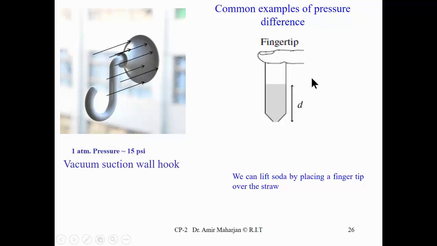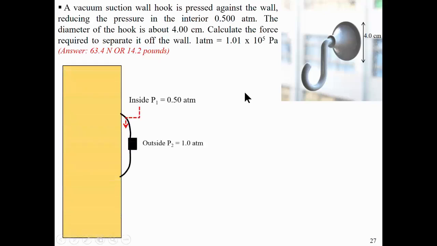And same thing, you can lift the soda by placing a fingertip over the straw. The physics behind that is the same. When you do that, you are creating slightly less pressure inside, because it's sealed with your finger. Because of that, you have a low air pressure here compared to the high atmospheric pressure. This pressure difference is enough to lift the weight of the liquid. So the net force acting on the liquid exactly counterbalances its weight. I will show you in the sample problems.